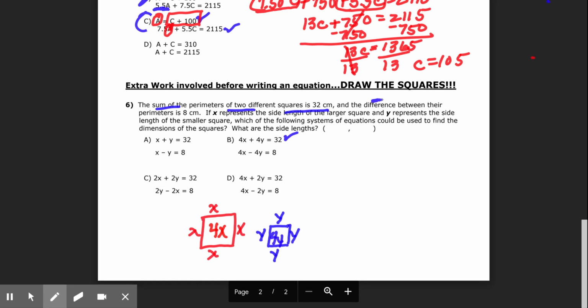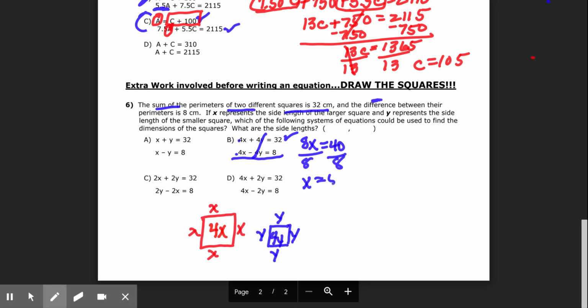All right, so what are the side lengths? Okay, this one's nice because look what happens. Those already eliminate, which is very nice. So basically we're going to have 4x plus 4x gives us 8x. And 32 plus 8 is 40. Then we divide both sides by 8, and x is equal to 5.